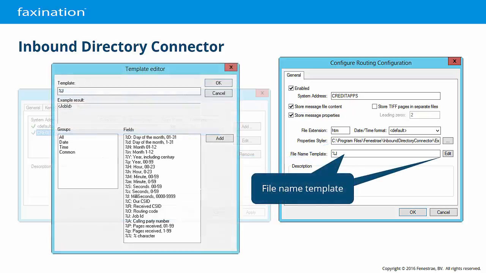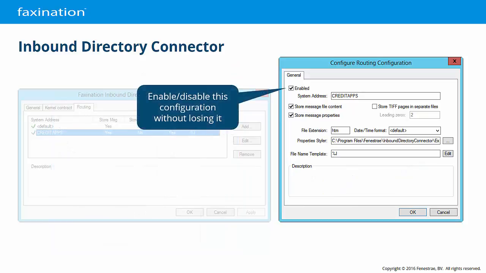You can configure the file name template. Including the Faxination job ID in the file name will ensure that the file names are unique. And you can enable and disable this configuration without deleting it.